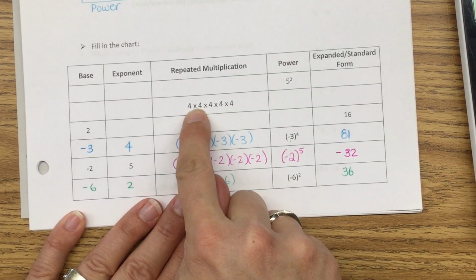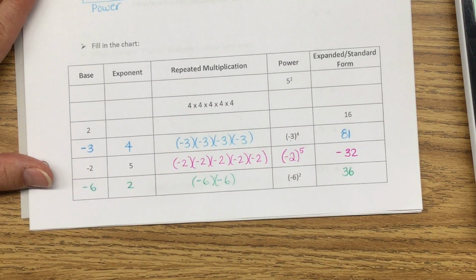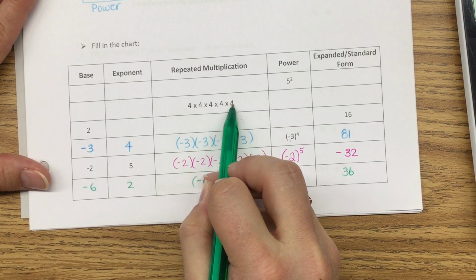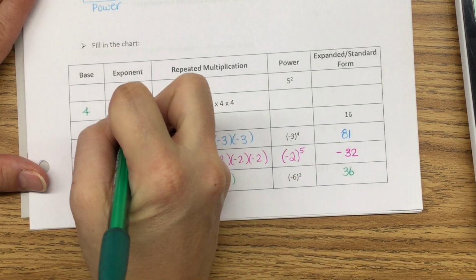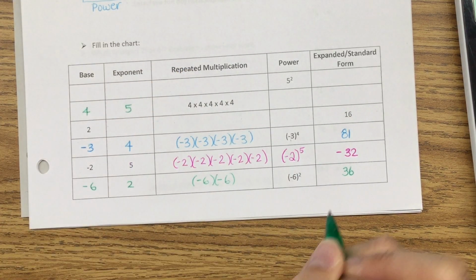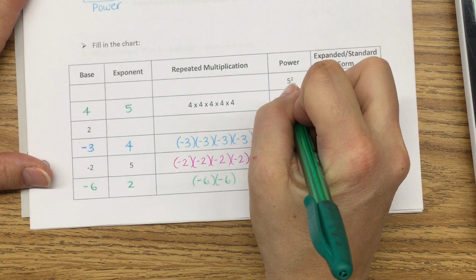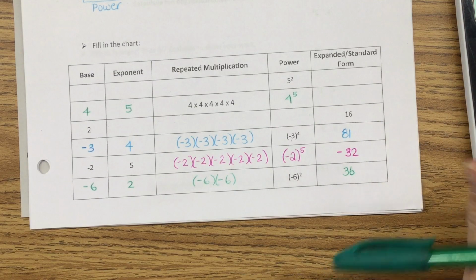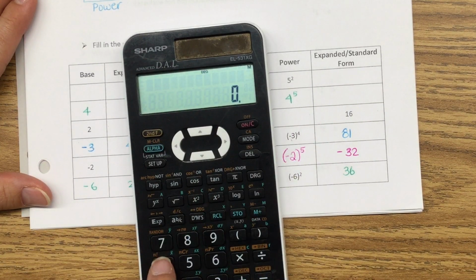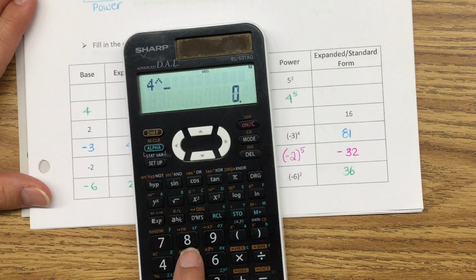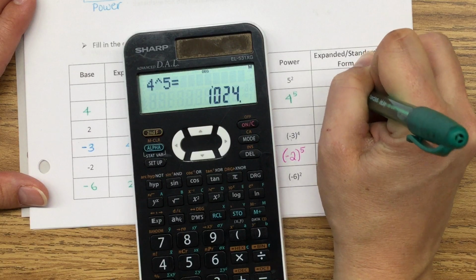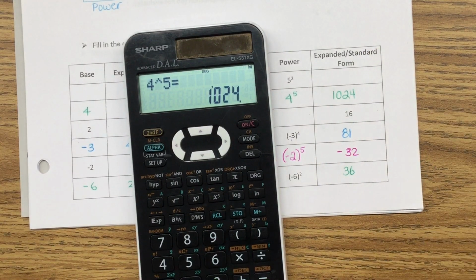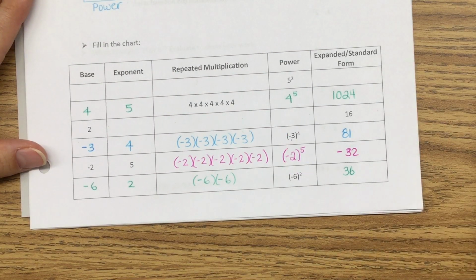Okay, let's take a look at this one here. So we have 4 times 4 times 4 times 4 times 4. So our base is going to be 4, and our exponent is going to be 5. So our power is going to be 4 to the 5. So in expanded form, get my 4 button, then my y to the x, push 5, and I get 1024. Okay, right on.